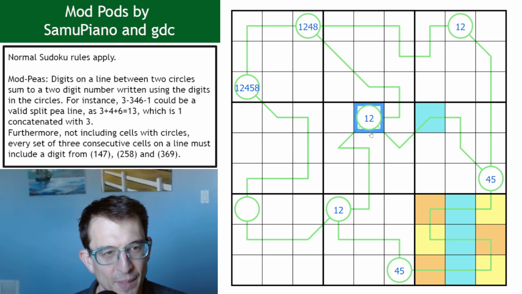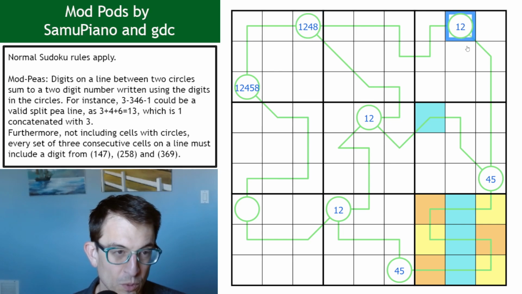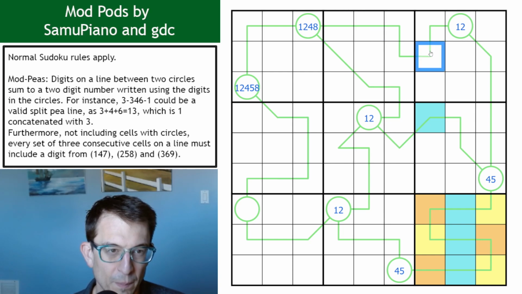Can I get rid of more than that? I don't think so, because 1 and 2 could be 21 either way. 4 could be 42 or 24. 18 I think is fine. This could be 1, 2, 3, 4, 5. We have double 3s here. 5, 2, 1, 4. Yeah.